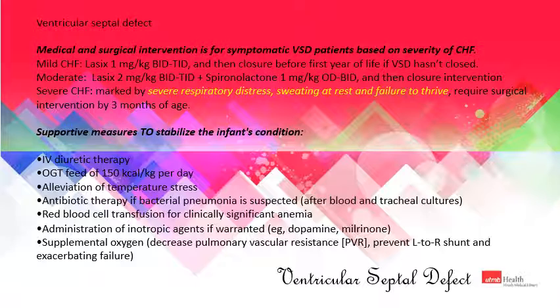Supportive measures to stabilize the infant's condition include IV diuretic therapy and OG feeds, because we have to make sure the baby is not going to get tired and that the baby will grow, using 150 kilocalories per kilogram per day. We want to alleviate temperature stress. We want to make sure that their myocardial oxygen demand is less and O2 consumption is less. Also, caloric or metabolic consumption is less so that they will grow.